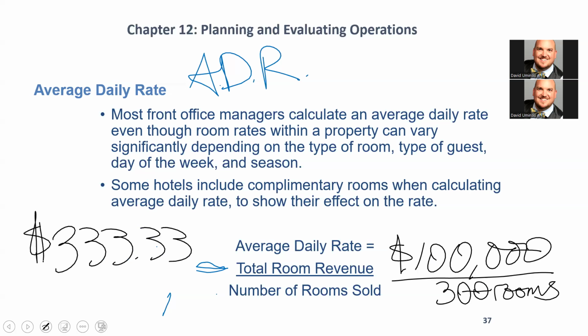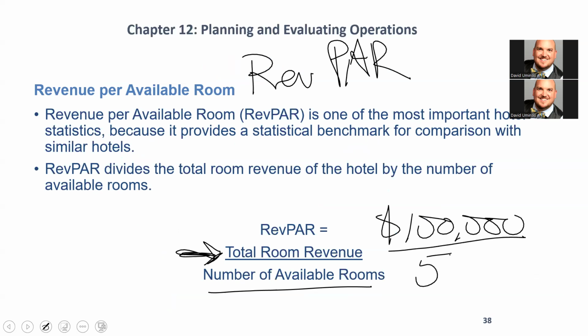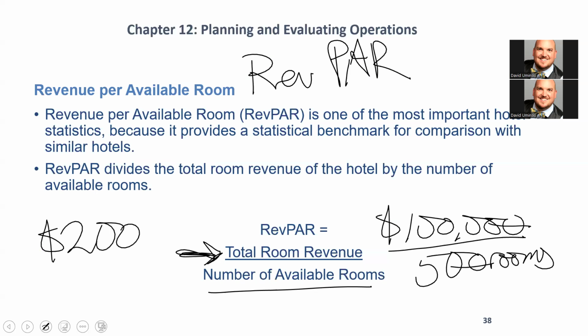Now, if we take that same $100,000 and we divide by the 500 rooms we have available, cross those two zeros out, what is 1,000 divided by 5? 200. Our RevPAR is only $200.